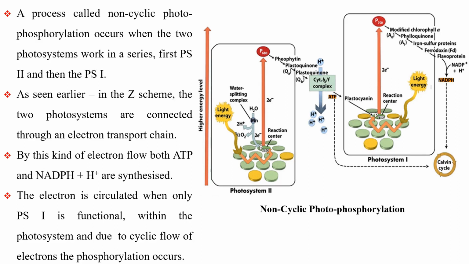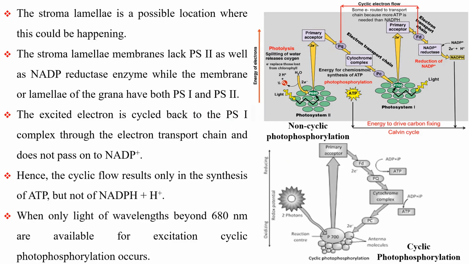The electron is circulated when only photosystem 1 is functional, and due to cyclic flow of electrons, the phosphorylation occurs. The stroma lamellae is a possible location where this could be happening. The stroma lamellae membranes lack PS2 as well as NADP reductase enzyme, while the membrane or lamellae of the grana have both PS1 and PS2.